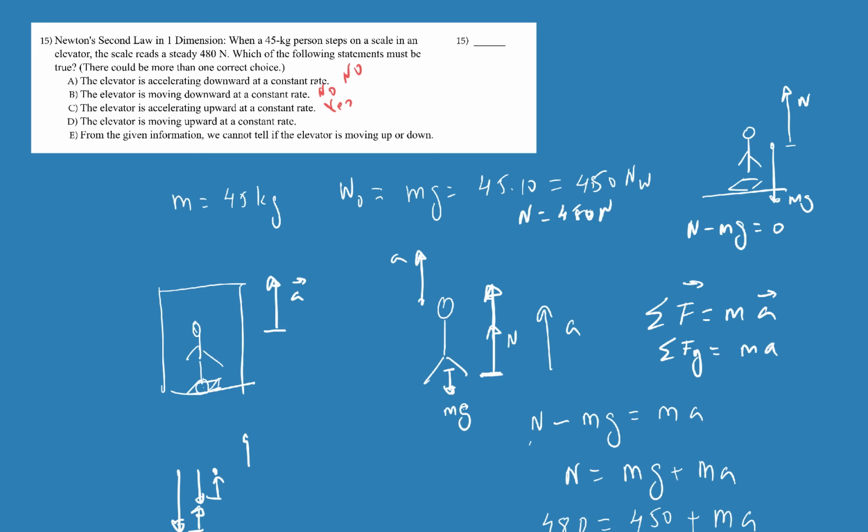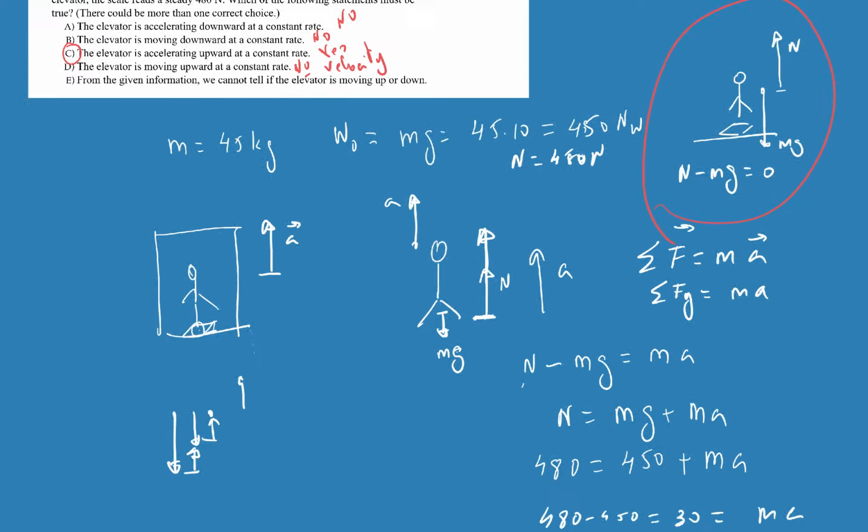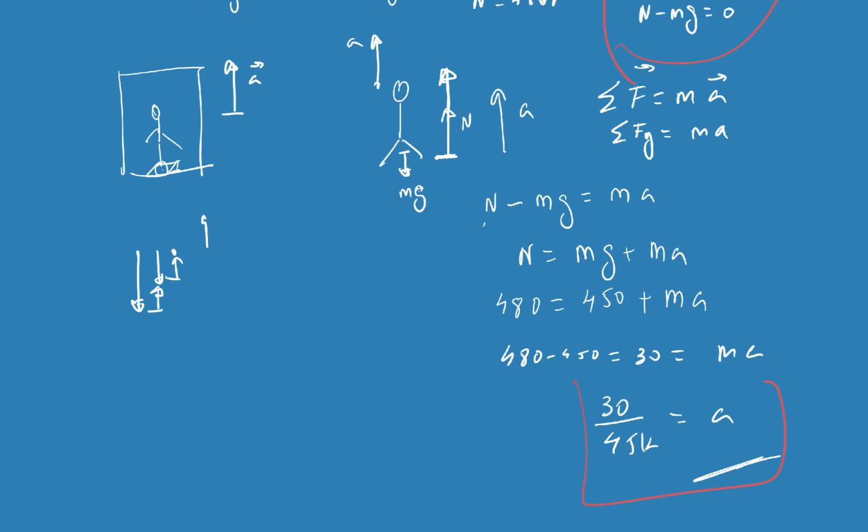The elevator is moving upward at constant rate. No, constant rate means it's moving with constant velocity. If the acceleration is zero, the weight will be the same as the normal force. From the given, okay, so the result is C. The elevator is accelerating upward at a constant acceleration. And the acceleration, we found it, is this one. Okay, let's go to the next one.